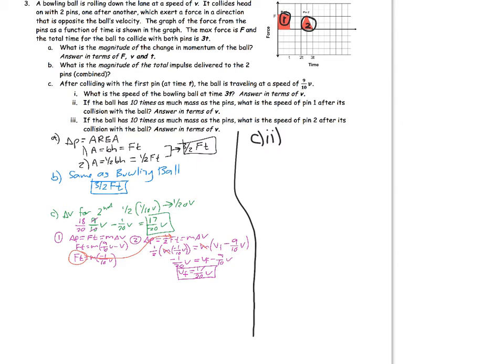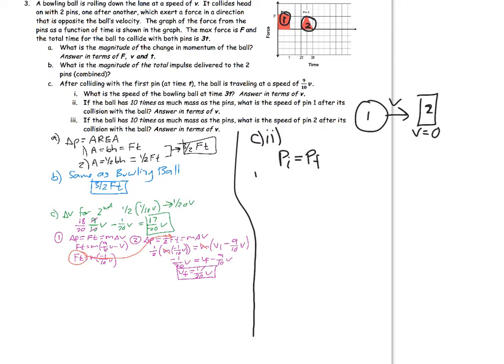So for the next part, we want to figure out the speed of each pin after the collision. So I'm going to start with conservation of momentum, pi equals pf, and I'm going to think about this collision here between the bowling ball, which I'll call object 1, traveling at a speed of v, and the pin, which I'll call object 2, that was initially at rest. And we want to figure out the velocity of the pin afterwards.